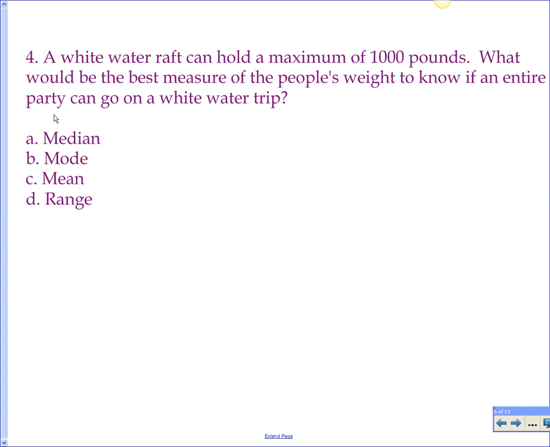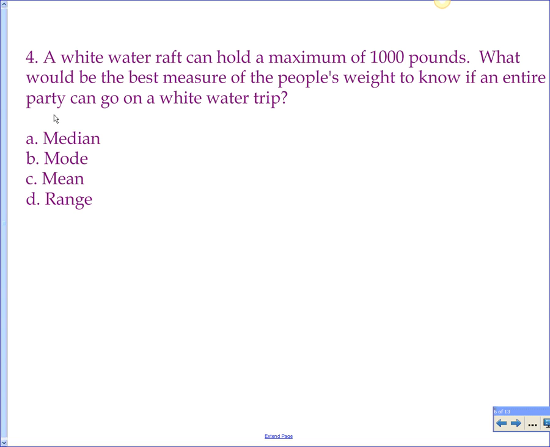Right, so what if you had 3 people who weighed 100 pounds each, okay? But then you had another person who weighed 150, another one who weighed 200, another one who weighed 250, another one who weighed 275. So the mode still doesn't really tell you about how many pounds are the other people, okay? What about the mean?